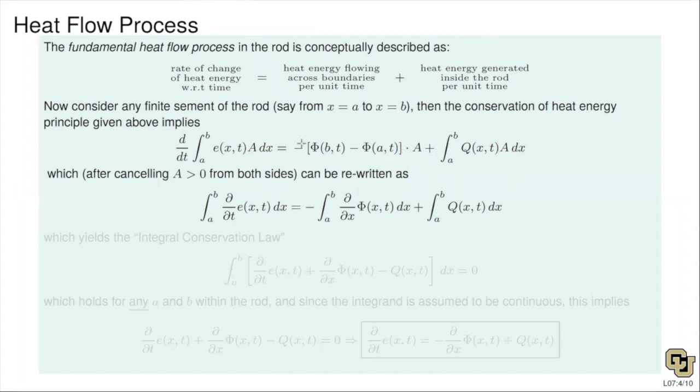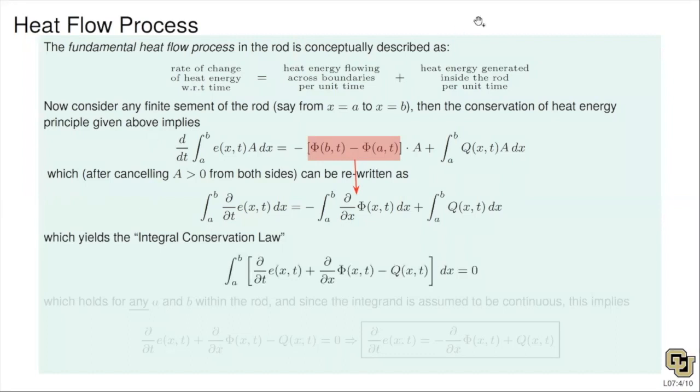Now, here's where I rewrote this, so careful. I rewrote this as the integral of the partial of phi with respect to x. This is just the fundamental theorem of calculus, right? The integral of the derivative is the antiderivative. So this is just writing F of b minus F of a as the integral of capital F prime from a to b. And now we bring everything over and make it one giant integral and set it equal to 0. And this is called the integral conservation law.